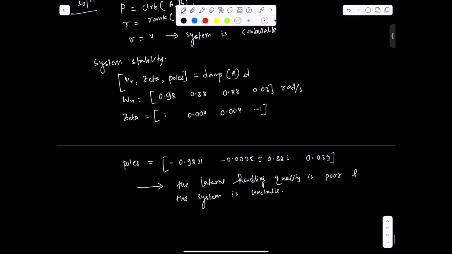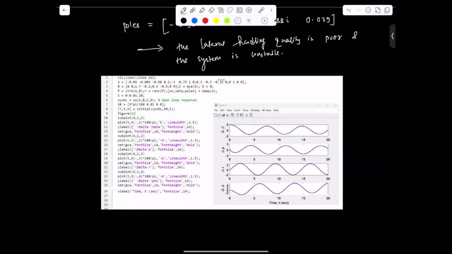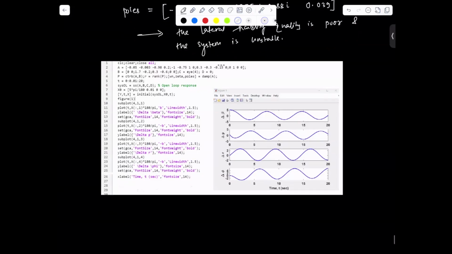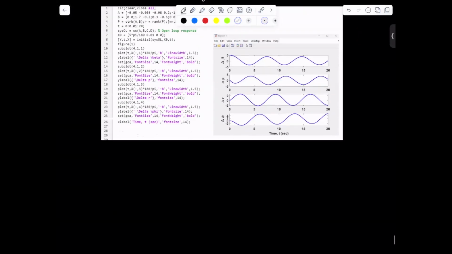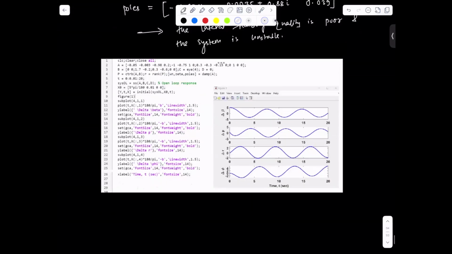If you notice in the MATLAB code, here you can see that the system is unstable. Though it is bounded, it is actually oscillating. The system response is oscillating over time. It is not fixed to some constant value. One thing I have to say here also.